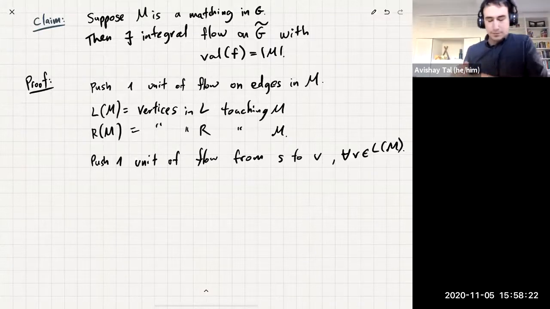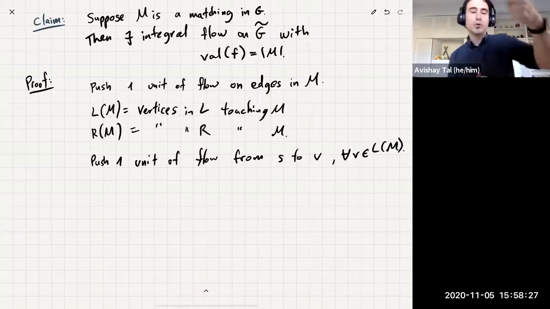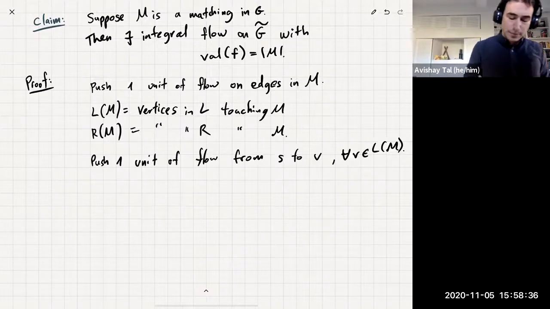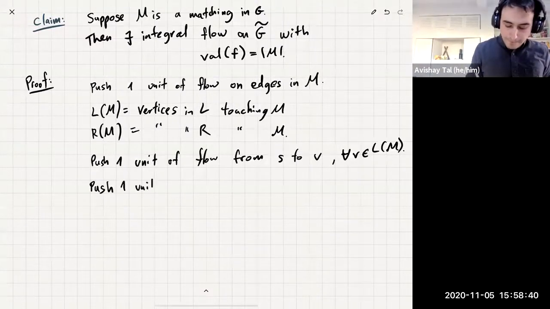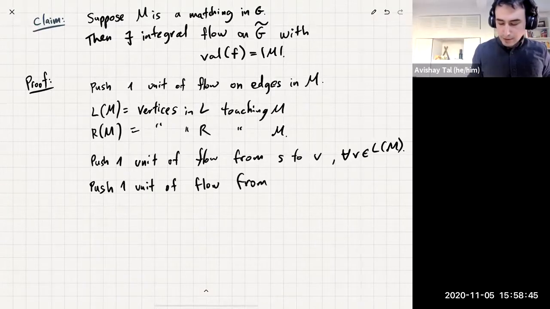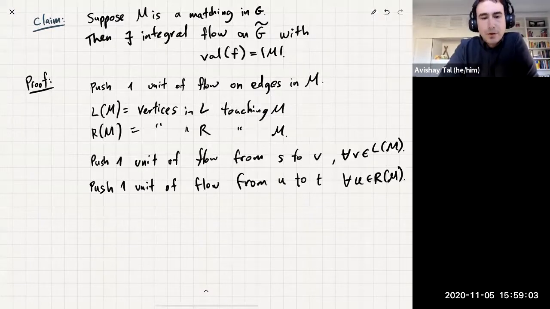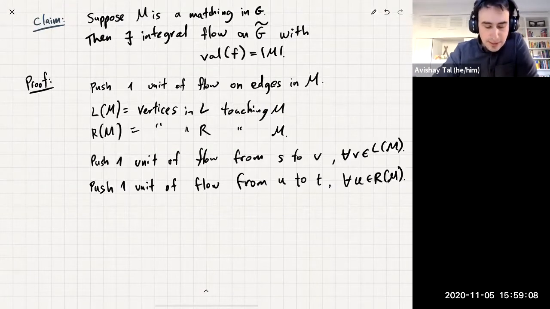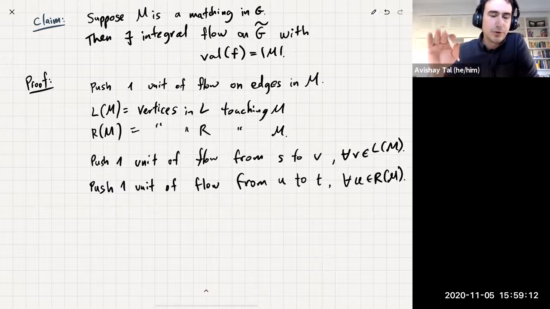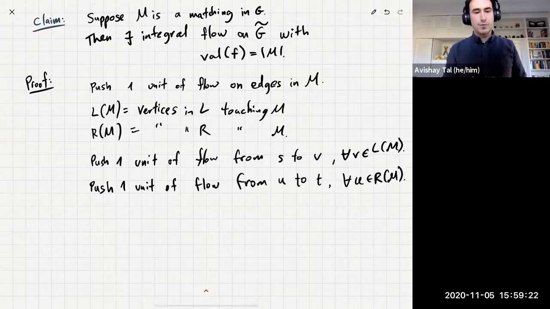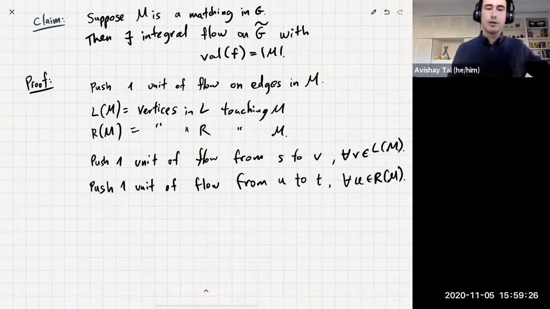So every vertex on the left that touches the matching, we need to push one unit of flow from S to this vertex, so that this vertex would be able to push this unit of flow forward to the right-hand side. And similarly, we're going to push one unit of flow from U to T for any vertex U in R of M. This is exactly what we had in the previous proof by picture. And this is a legal flow. Everything else, we push 0 units of flow. It is legal because, as you can check, for every vertex the incoming flow equals the outgoing flow, except for S and T, which is the definition of a legal flow.